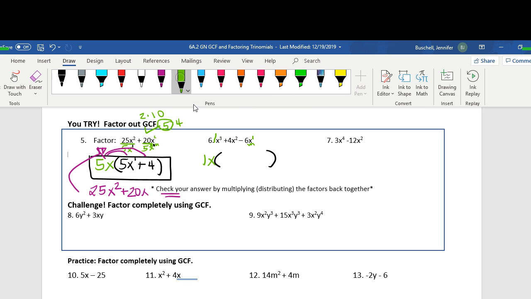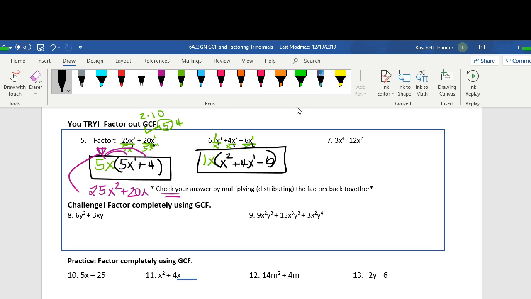I am going to divide this x into each term. So x cubed divided by x to the first, remember we subtract, so 3 minus 1 is 2, so that's x squared. 4x squared divided by x is going to be 4x, because 2 minus 1 is 1. And then negative 6x divided by x, well, I have to the first power, subtract first power, so that's just going to be negative 6 with no x's. And here is my final answer for factoring by GCF.